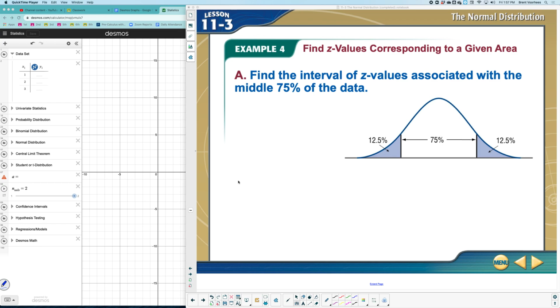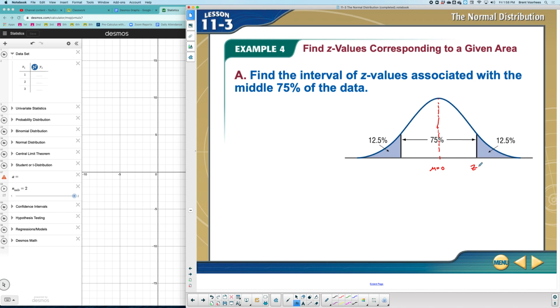All right, example 4. Let's kind of look backwards now. Let's talk about what if we were given the area and we wanted to find the z-value that's associated with that data. Okay, so reminder with z-values, we say that the mean, this middle symmetrical point, is a mean value of 0. So that's the mean value of 0.